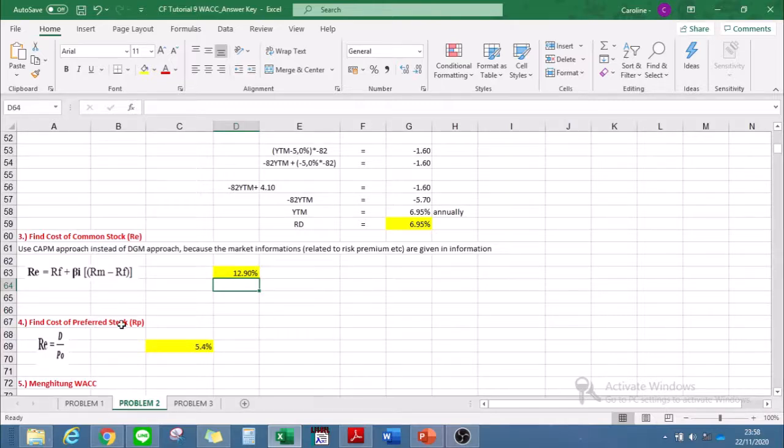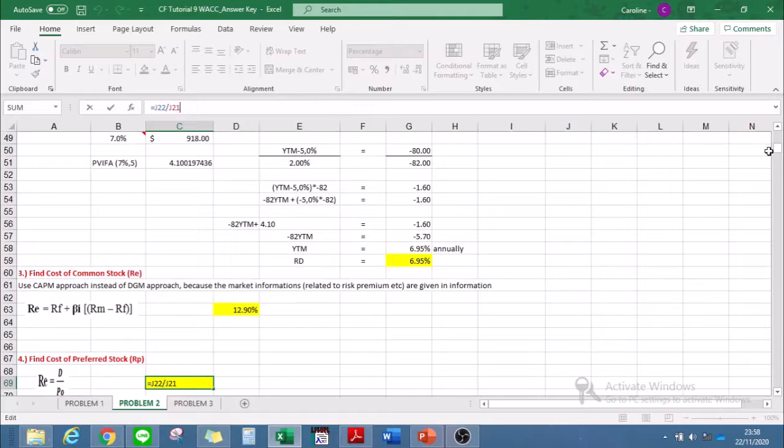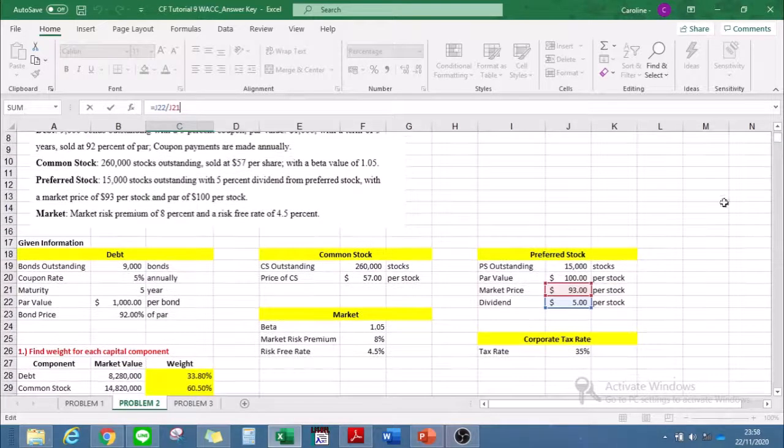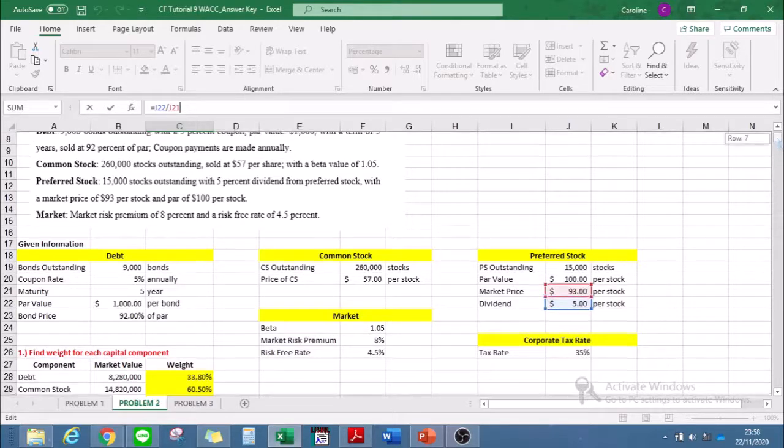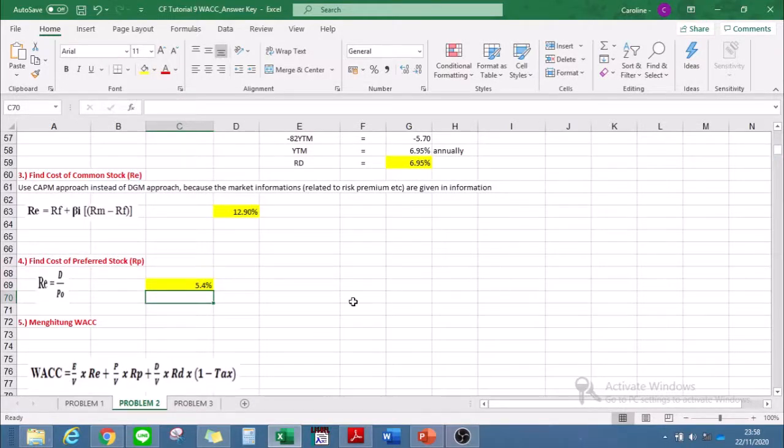Now what about the cost of the preferred stock? For the cost of the preferred stock, we are going to use the dividend and the current price of the stock itself. So you just need to divide this dividend by the market price, 5 divided by 93, and you find that the cost of the preferred stock is 5.4%.